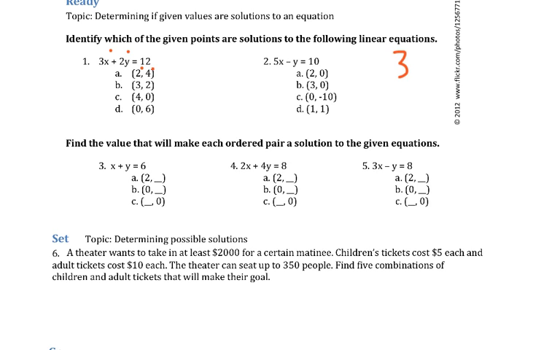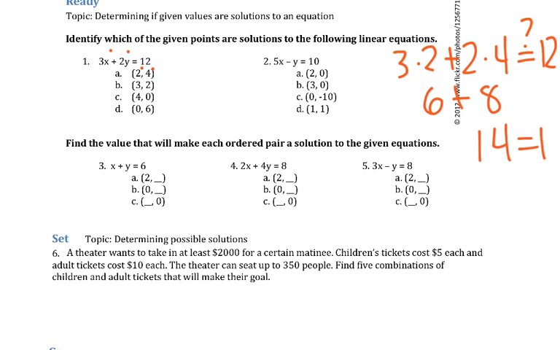So it'd be like 3 times 2 plus 2 times 4. And we're going to see, does that equal 12? If it does, it's a solution. If it doesn't, it's not. Well, 3 times 2 is 6. 2 times 4 is 8. 6 plus 8 is 14. And 14 does not equal 12. So we eliminate that one.